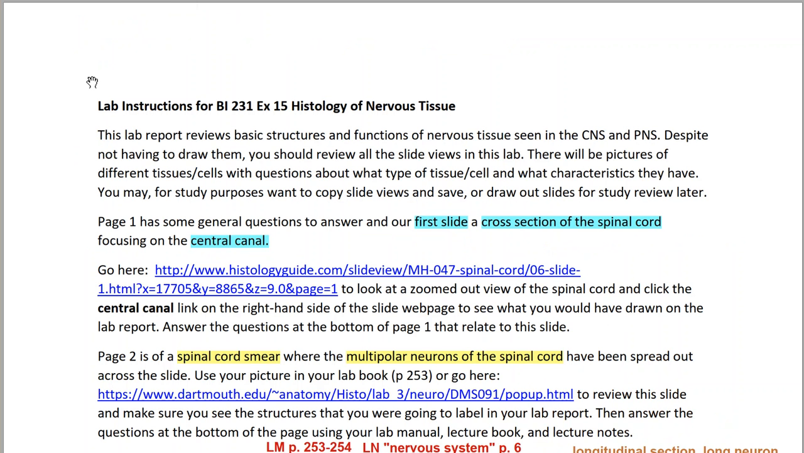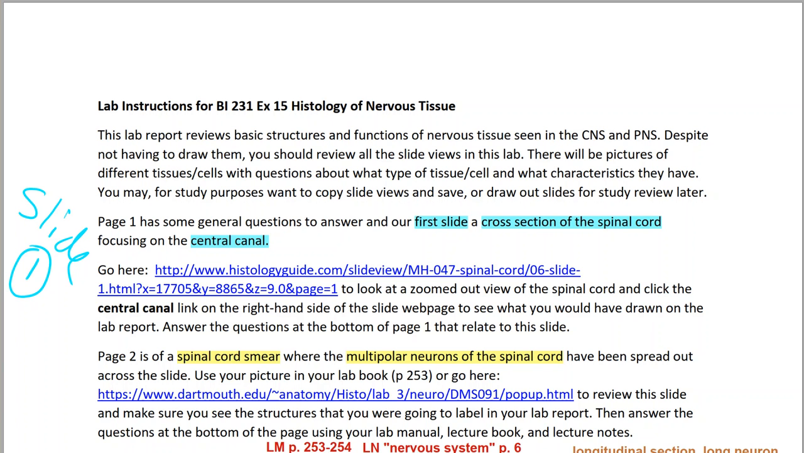So here we are at your online instructions. I've done a nice thing: I've color coded all the slides for you. Our first slide is going to be the slide of the central canal. So this is slide 1. This goes along with your lab manual, and there are pictures in your lecture notes that talk about this.